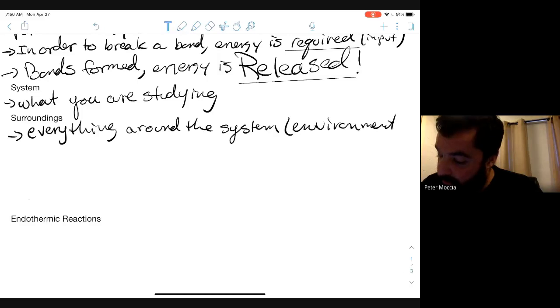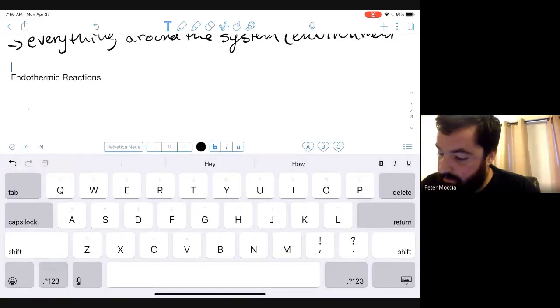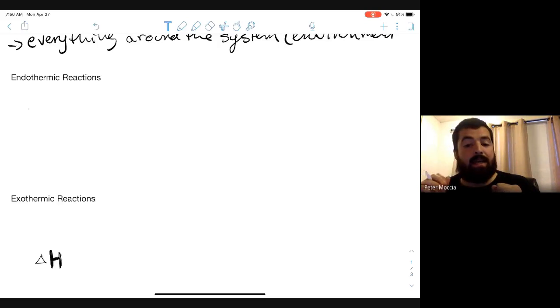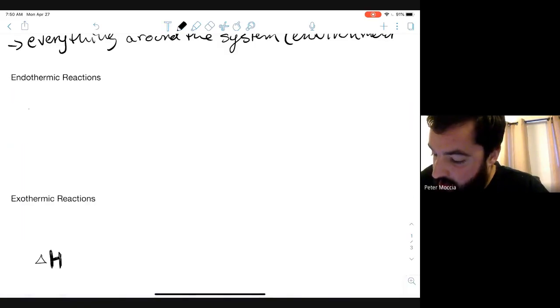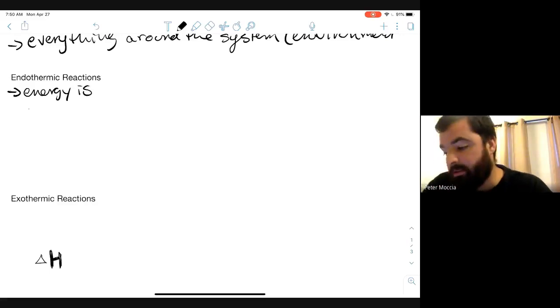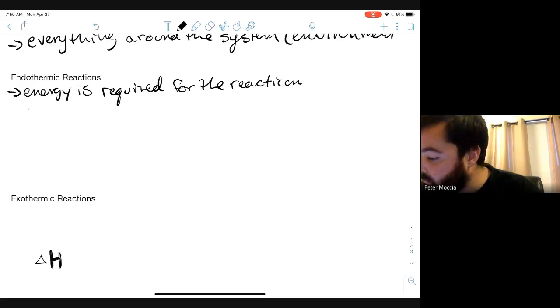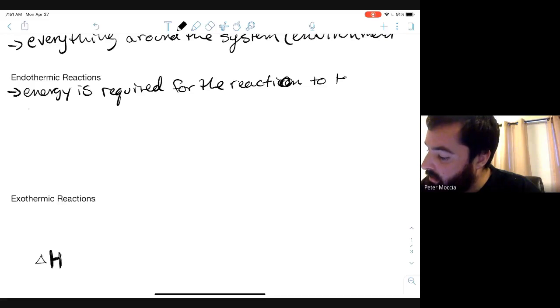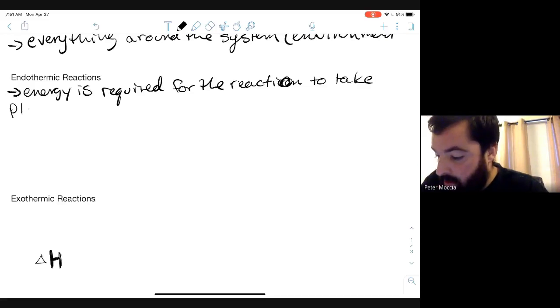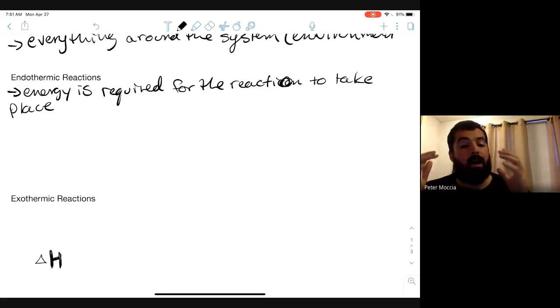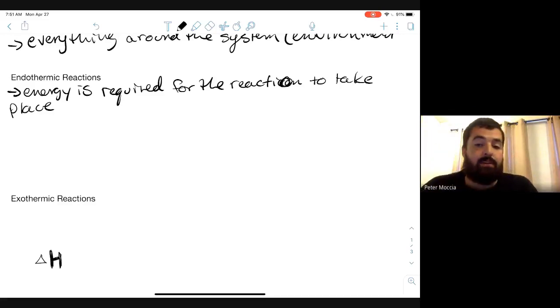Okay. Now, in an endothermic reaction, heat is taken in. In an endothermic reaction, energy is required for the reaction to take place. Okay, so energy gets put into the reaction.